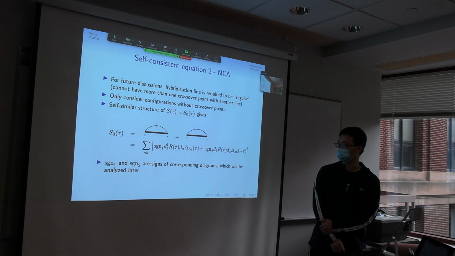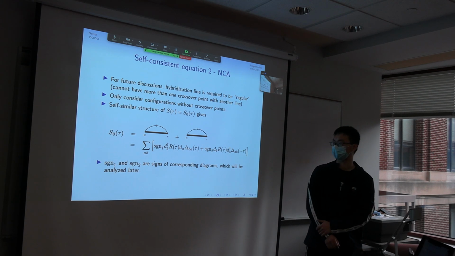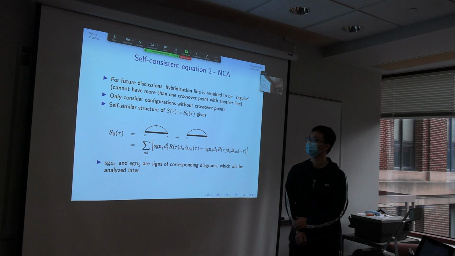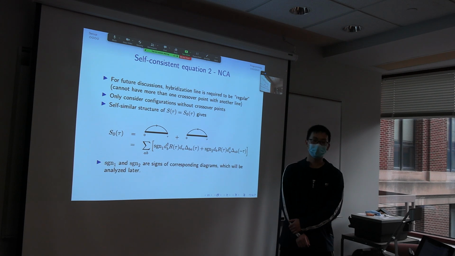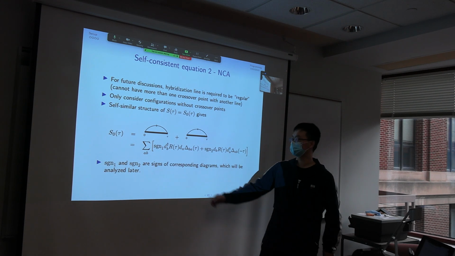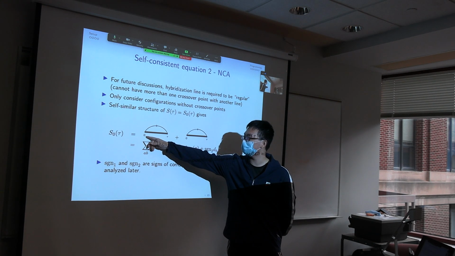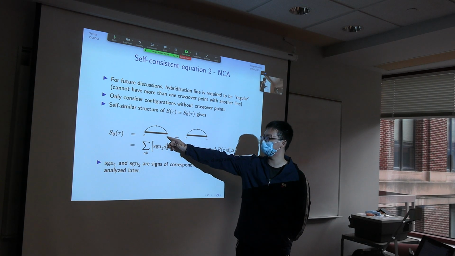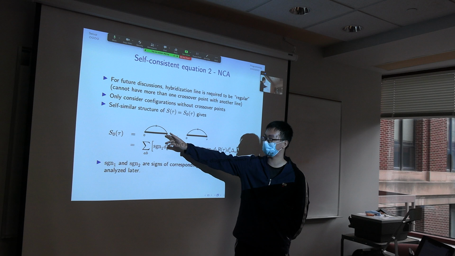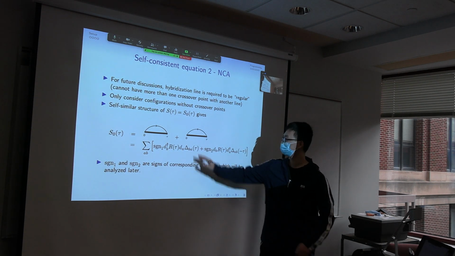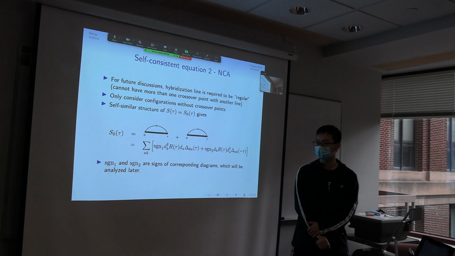So we need to do some approximations to get another equation connecting S and R. So here come the non-crossing approximations. For this approximation, we only consider configurations without any crossover points. That means the D at the very beginning must be paired with the D dagger at the very last. Otherwise, it's not irreducible, or it must have some crossover points on D dagger D. That's the first order. And also the sign will be analyzed later.